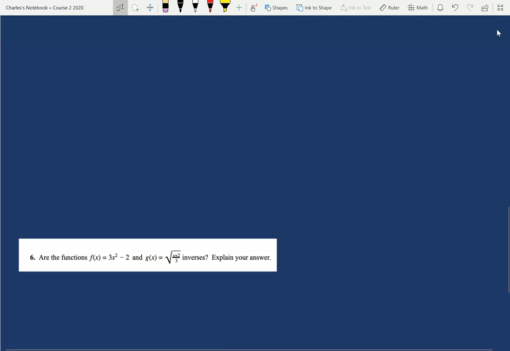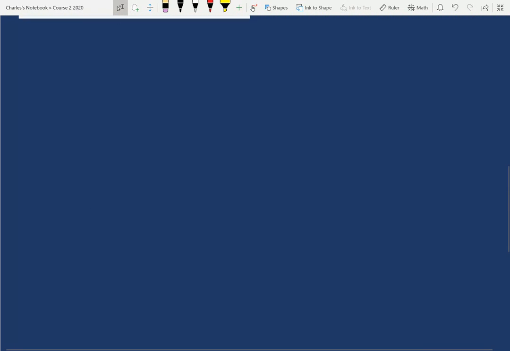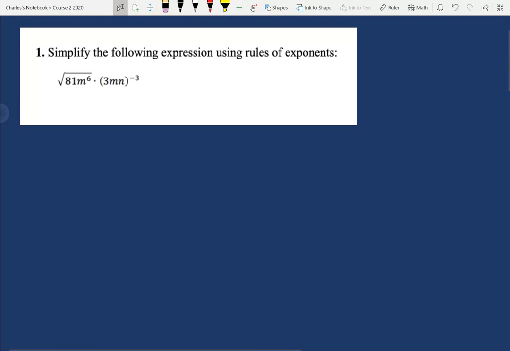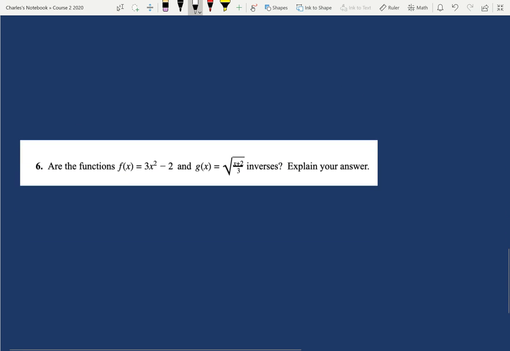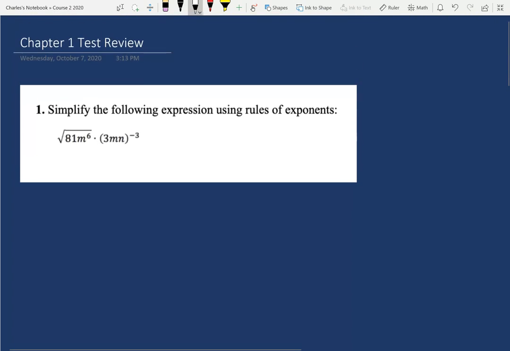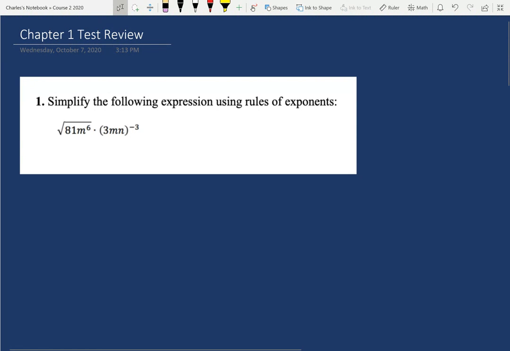Okay, so I wanted to go over a couple questions from the self-test that somebody asked me about, which were 1, 2, and 6. All right, so question number 1 is an exponent rules question.